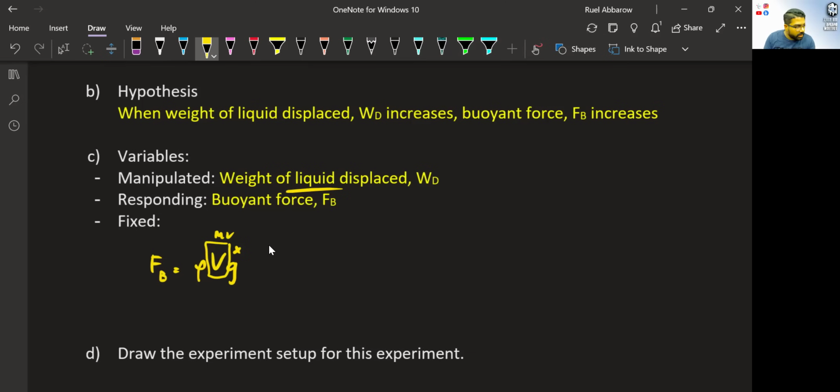What is the RV here? So what are the other factors that can affect this experiment outcome? It would be the density of the liquid. The density of the liquid used. If you use a liquid of different density, then it will change the buoyant force. It will also affect the buoyant force. So we need to keep the density of the liquid constant. So the fixed variable, the way that your textbook puts it, is density of water. Density of water. All right.